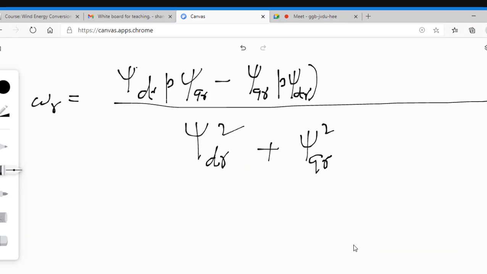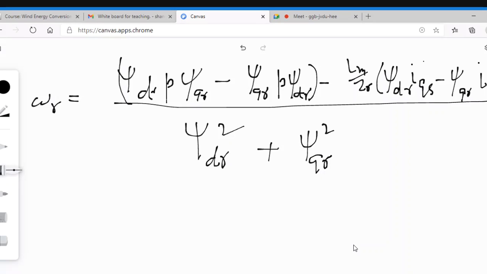dr minus of Lm by Lr into pi dr iqs, isn't it? pi dr iqs minus of pi qr ids. Okay, this IDS and the IQS, these two terms are easily measurable.